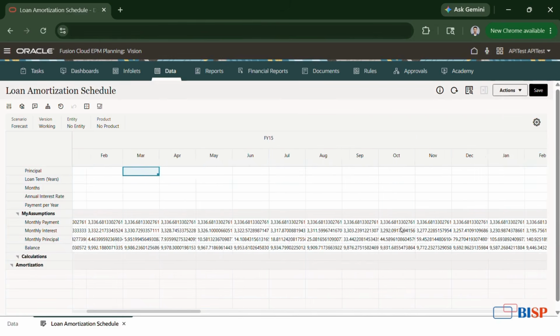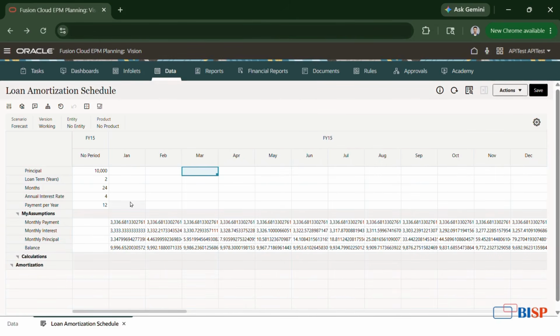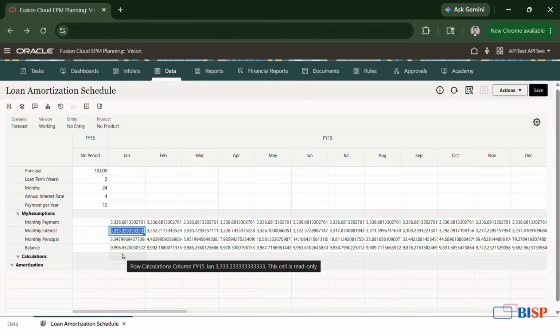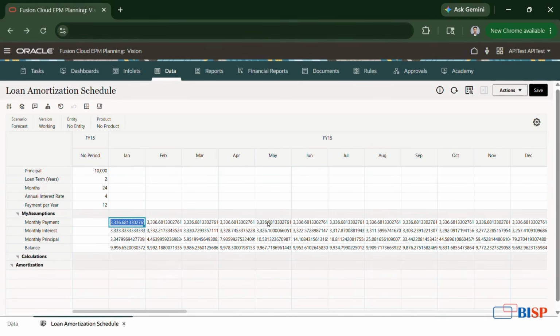As you can see, the rule executes. It dynamically creates the amortization schedule month by month across the planning period. Once the rule completes, we can immediately see the calculated results. The monthly payment account is populated with a fixed payment amount across all repayment periods. The monthly interest account contains the interest portion of each payment.